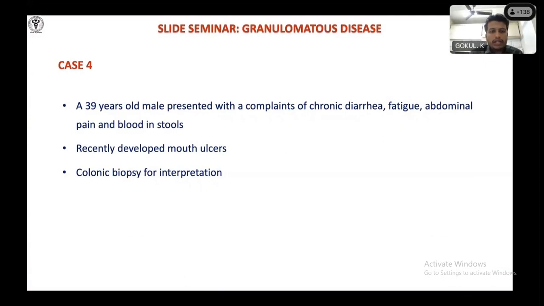Okay, go ahead. A 39-year-old male presented with complaints of chronic diarrhea, abdominal pain, and blood in stools. Recently developed mouth ulcers. Colonic biopsy for interpretation. Anything you mean clinically? Sir, clinically, it looks like inflammatory bowel disease or non-specific colitis, and the recently developed mouth ulcers also point towards vitamin deficiency. Right, we'll go to the next case.